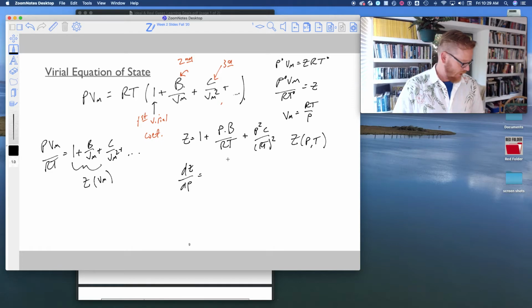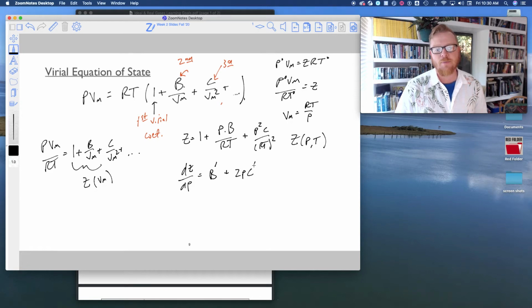So we recognize all of these are constants. I'm just going to write this as B prime because we recognize here that the pressure would drop out. So then I would just have B over RT. I'm just going to write that as B prime, call it a new constant without a pressure dependence. And then this term is going to be 2P C prime, and I'm also writing C prime because C over RT squared will be another constant if we're just interested in dZ/dP at constant T. And then of course, more and more terms.